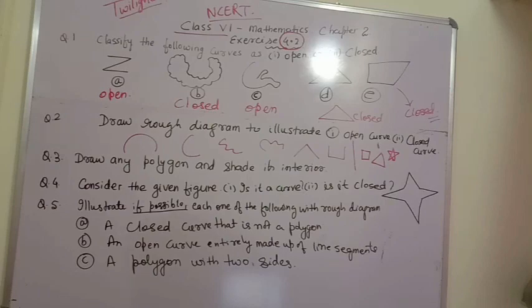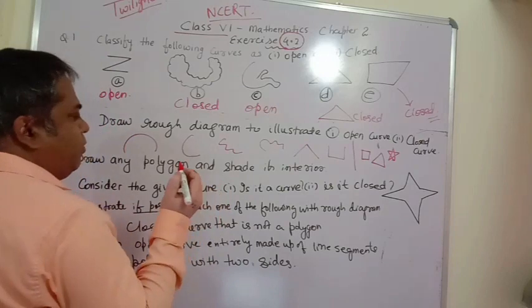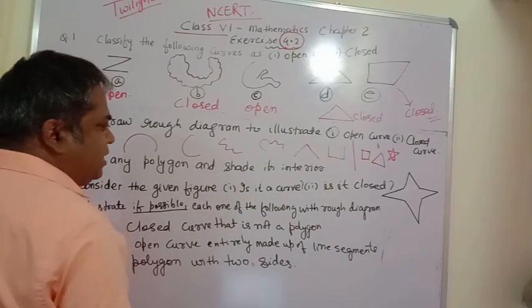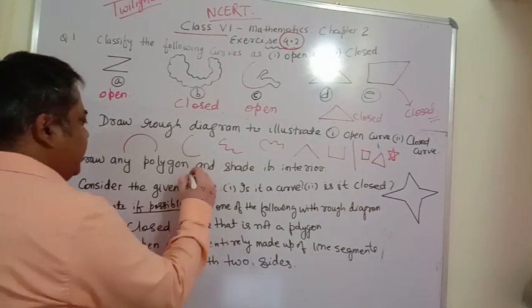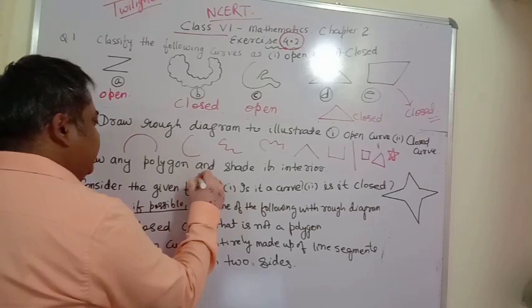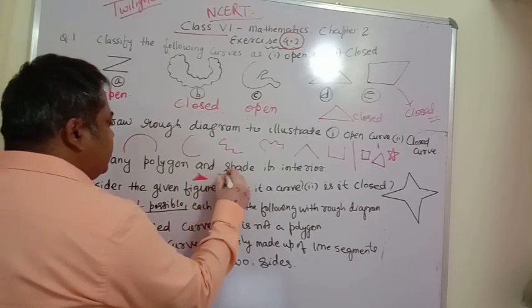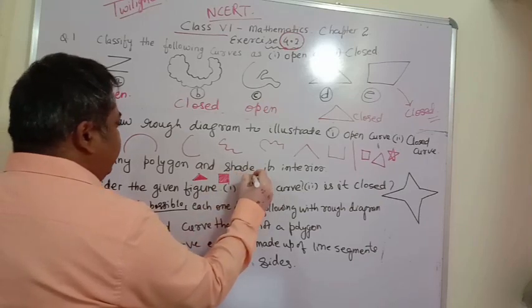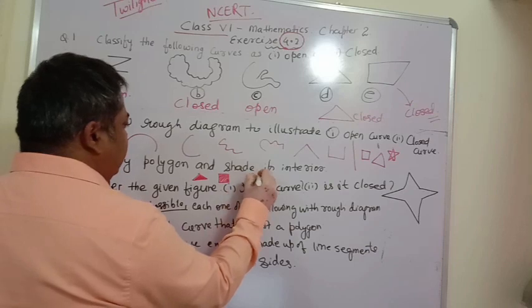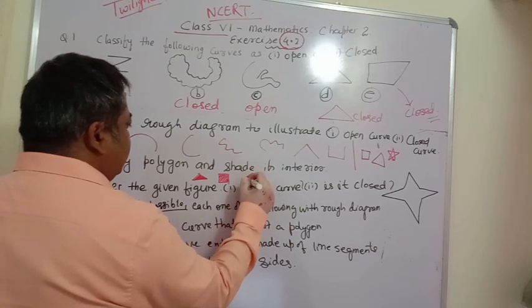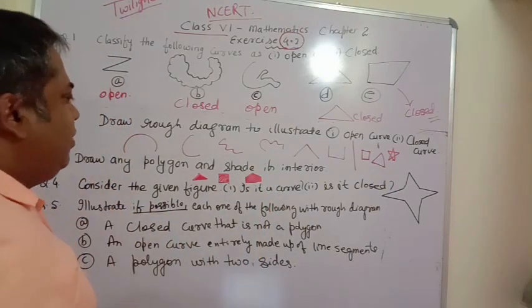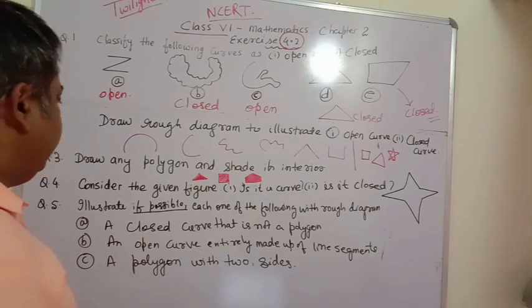Draw any polygon and shade its interior. So we can draw any polygon. Polygon means a closed geometric shape which has 3 or more than 3 sides. So I can take a triangle and shade its interior. I can make a square and shade its interior. I can take one pentagon and shade its interior. So you can make any polygon. A polygon is a closed geometric figure in which there are 3 or more than 3 sides.